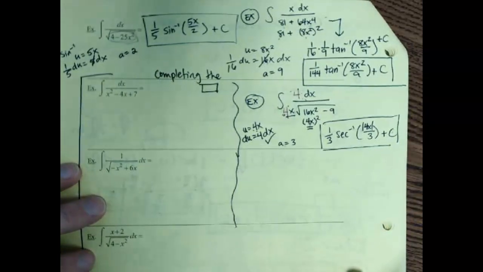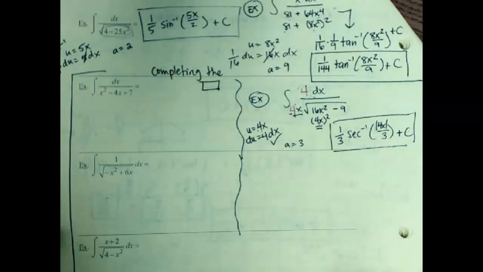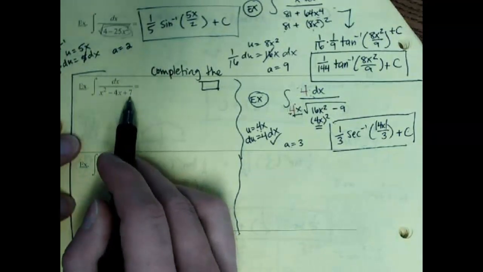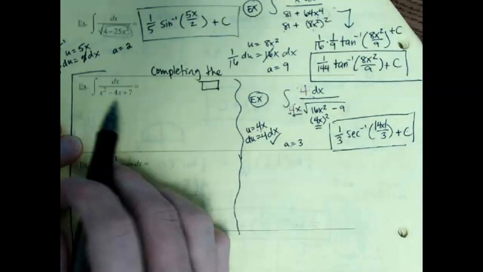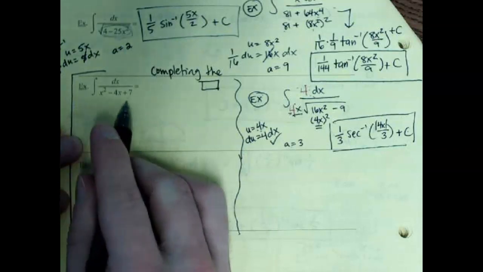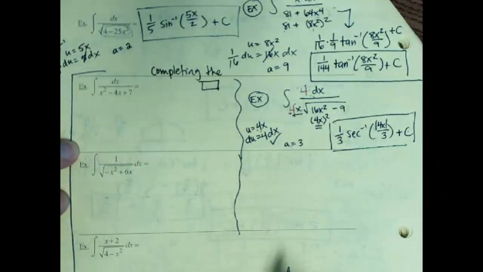Let's look at this first example. And let's go for it. Here I've got x squared minus 4x plus 7. Now that 7 isn't the correct number. This does not factor into a perfect binomial square. Like, that is not the perfect square trinomial. So what we're going to do is complete the square.